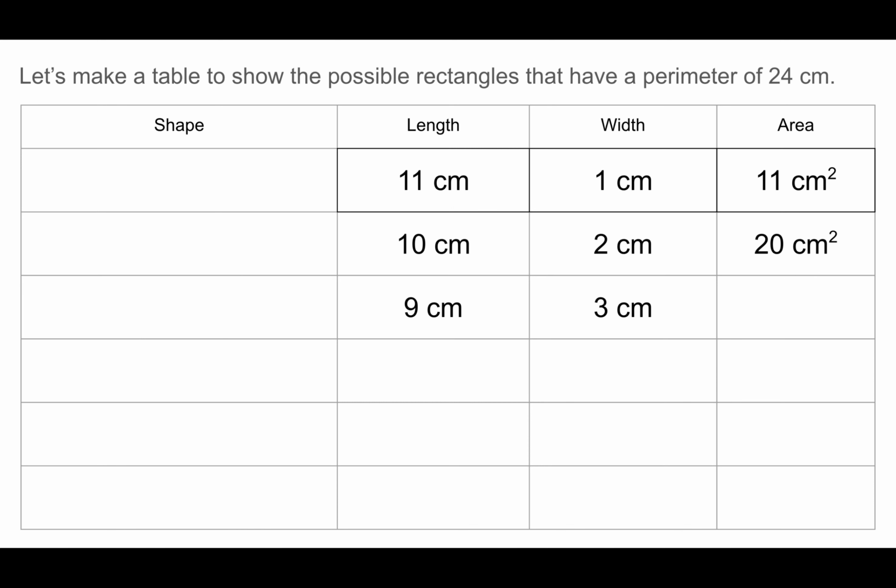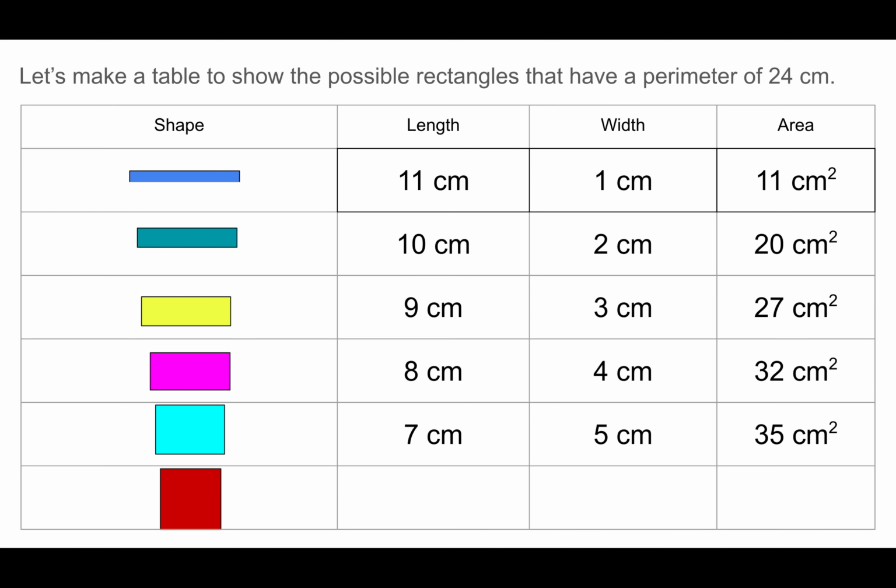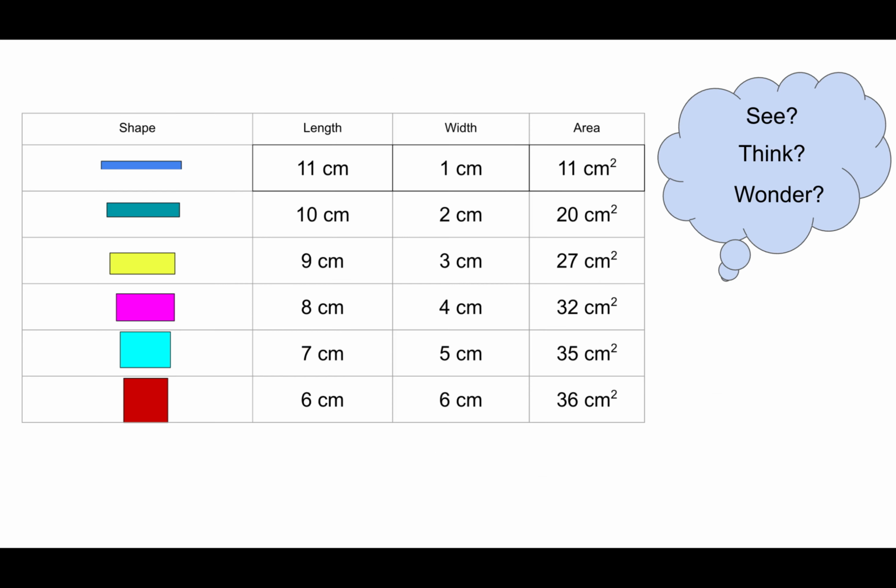For the third one, it was 9 centimeters by 3 centimeters, and the product is 27 squared centimeters. The fourth one was 8 centimeters by 4 centimeters, so the product is 32 squared centimeters. The next one was 7 centimeters by 5 centimeters, and the product being 35 squared centimeters. And the last one, the red one, is 6 centimeters by 6 centimeters, and the product is 36 squared centimeters.